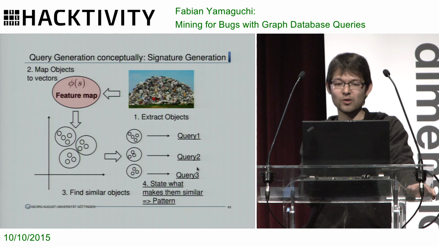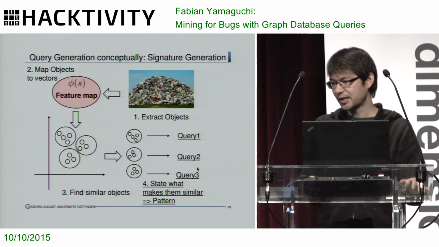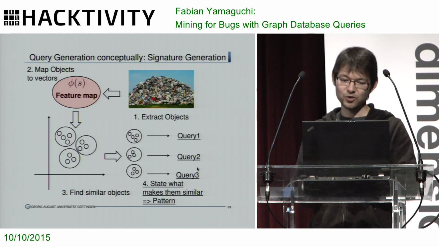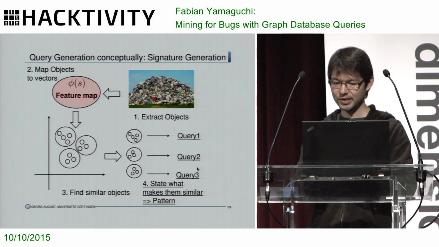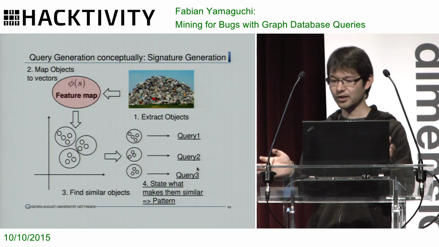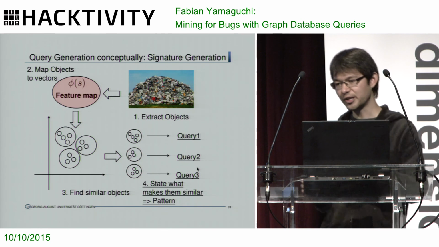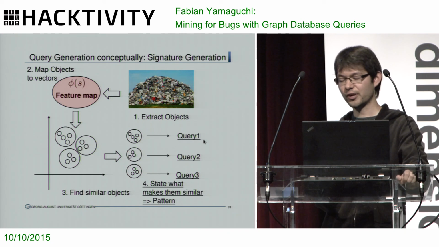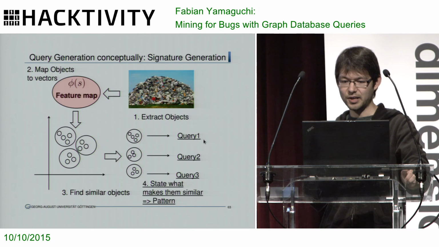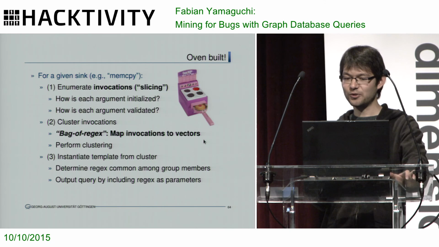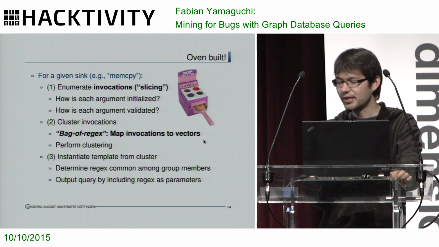Conceptually, we can borrow from signature generation here. In signature generation, you take the data, and you first extract objects from it. You map this to a vector space, and in there you can use classical clustering algorithms to find similar objects. And then for each group of similar objects, you generate one of these queries. That's the idea. Now, I'm not going to bore you with the details. We built this oven, and if you're into this kind of stuff, you can read this up.